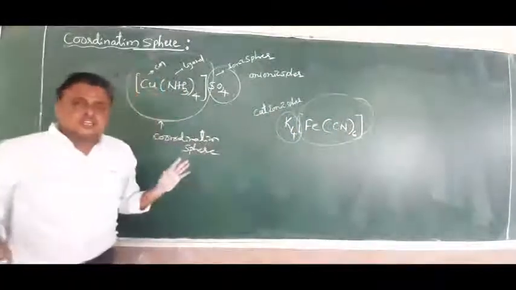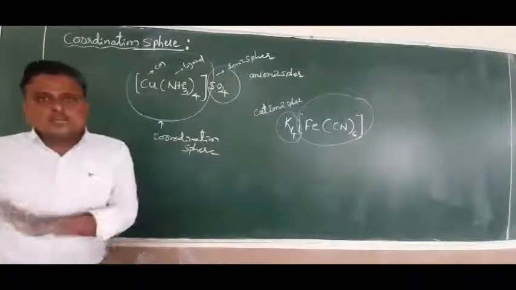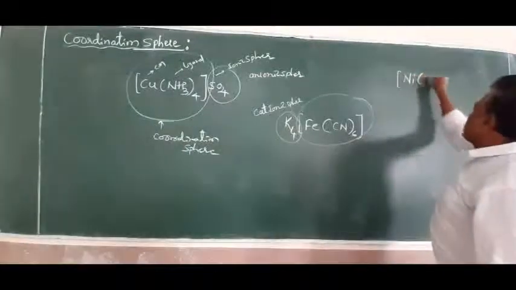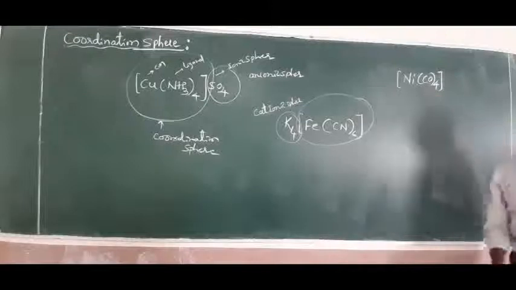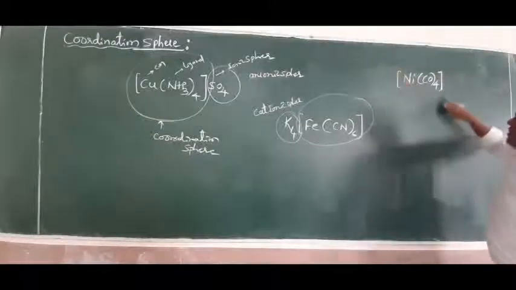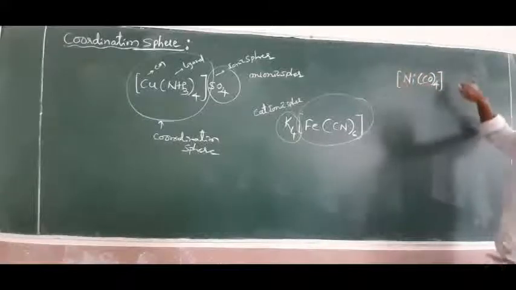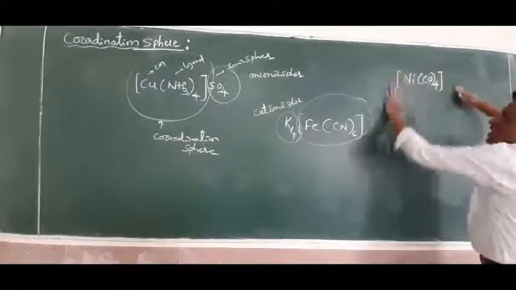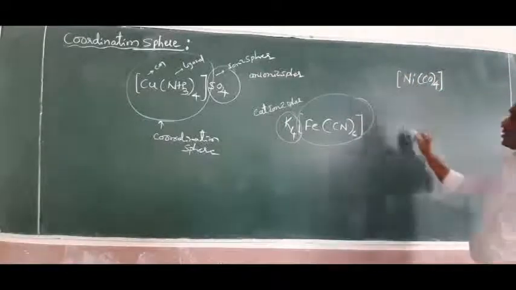When you see a complex, this complex involves a coordination sphere and an ionic sphere. Let us consider an example: Ni(CO)4, tetracarbonyl nickel. Children, remember, this complex has only a coordination sphere. There is only a square bracket, so it is only a coordination sphere. There is no ionic sphere.